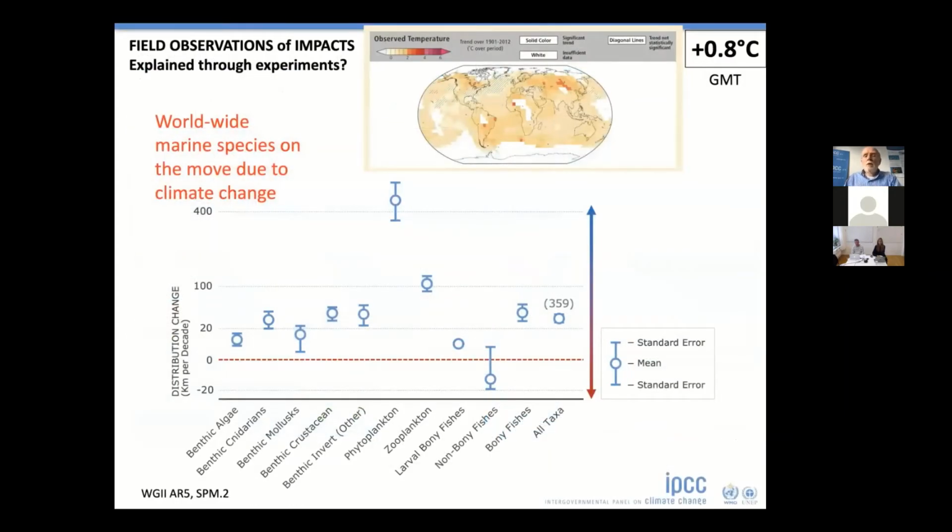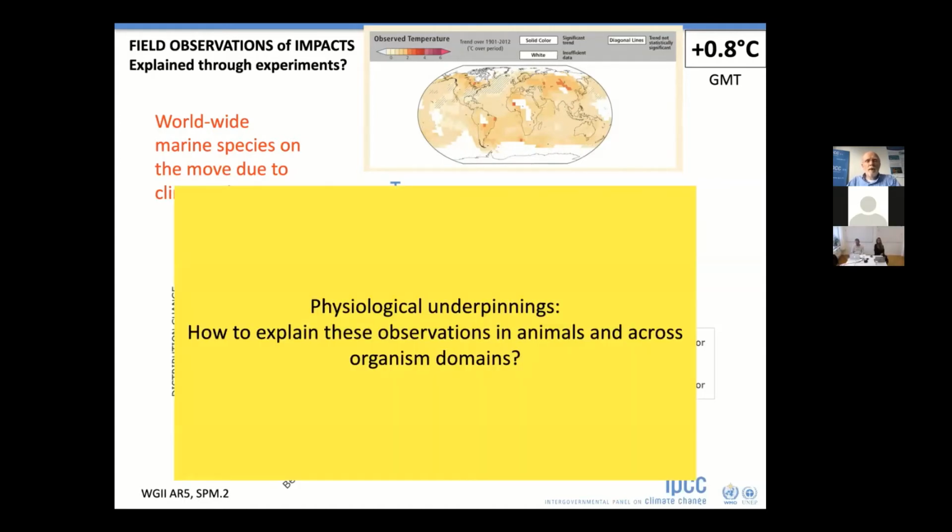But let's go back to principles. For example, there's one principle in the ocean, and the oceans are a very clear system for developing that conclusion, that climate change is causing the worldwide movement of marine species. And they move by several kilometers per decade, and it seems that all organism groups are affected, and they move poleward. They try to stay in their preferred temperature ranges with some ups and downs, and this exception here, the non-bony fishes, hasn't yet been fully explained, to what extent it's an artifactual conclusion from the literature. How to explain these observations in animals and across organism domains?